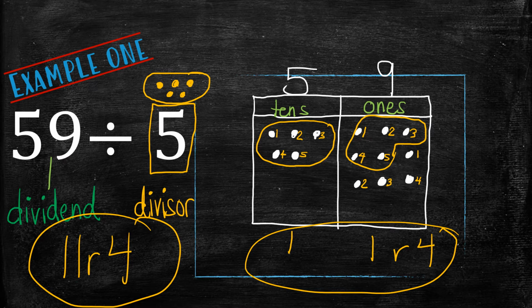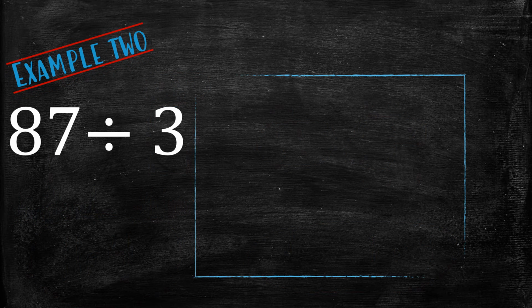And we're going to go ahead and do other practices, but you see how we're using the dots to create our answer, and we're really dividing to find the answer using the dots and box method. Don't worry, we're going to do another practice. Example 2 is 87 divided by 3. We know 87 is our dividend, and we know that 3 is our divisor, so let's go ahead and use the dots and box method.